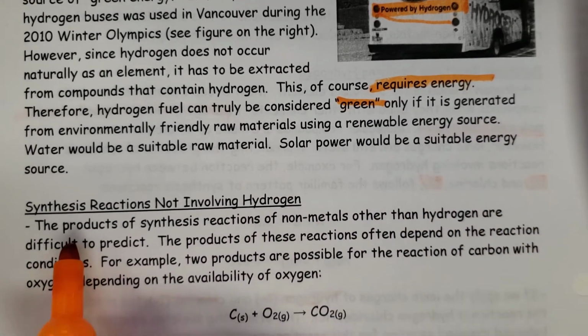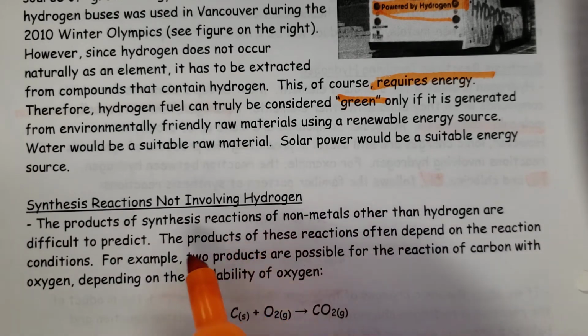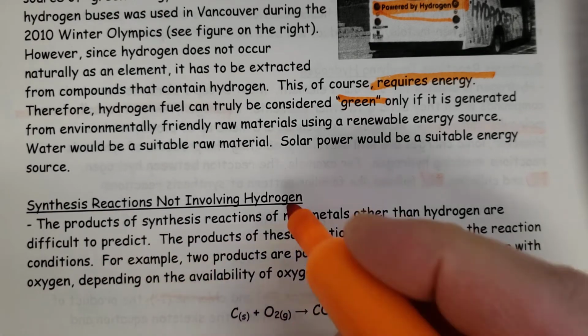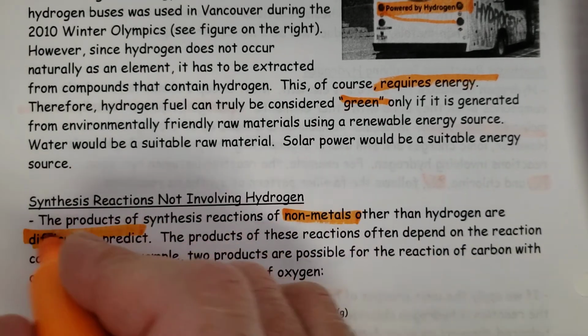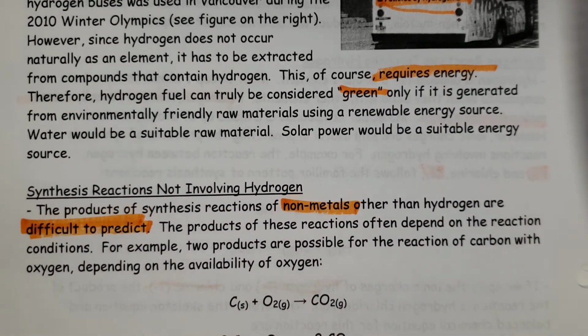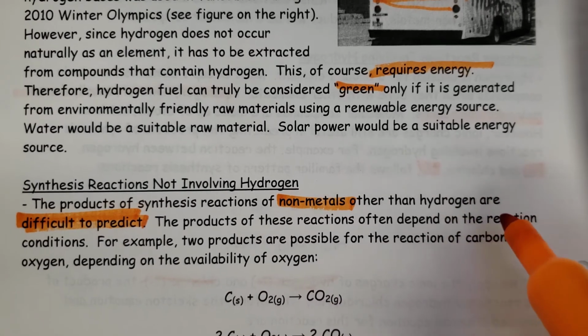A little bit about synthesis reactions not involving hydrogen. The products of synthesis reactions of non-metals other than hydrogen are very difficult to predict, and they depend upon what we have for reactants. The products of these reactions often depend upon the conditions. For example, 2 products are possible for the reaction of carbon and oxygen.